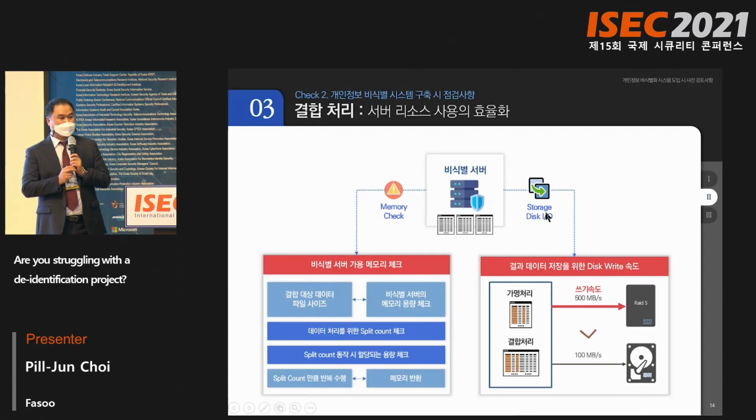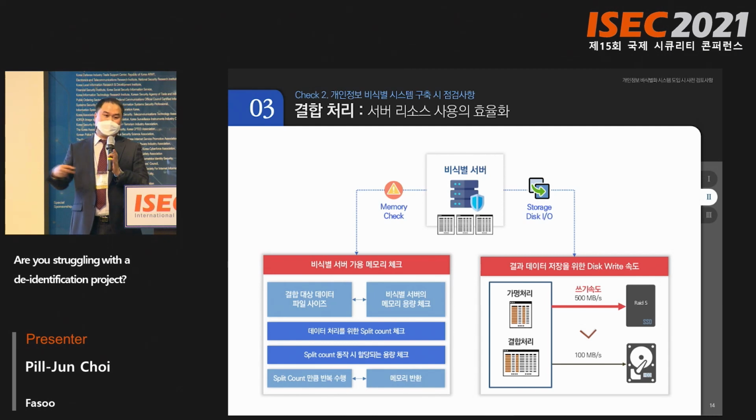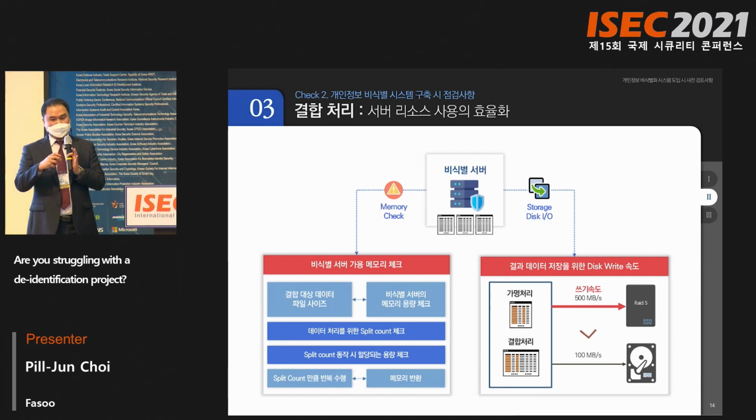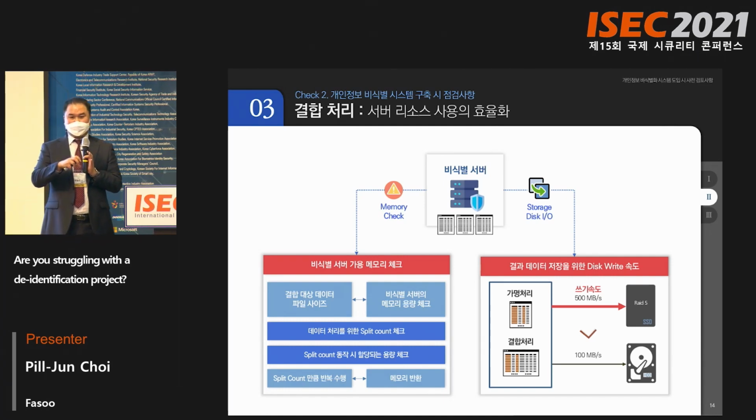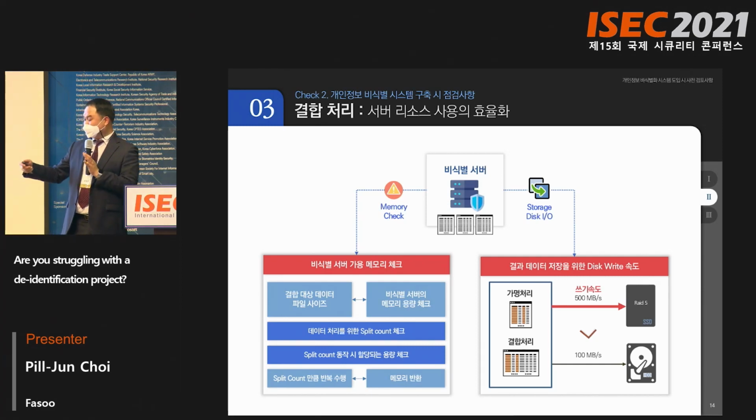Next is storage disk I/O. I said combination happens at the memory level, and the de-identification processing is happening at the CPU level, and parallel and serial processing can quicken the process. However, processed data eventually need to be converted into a file form, so that you can retrieve the data and utilize it. Then tens and hundreds of gigabytes of data need to be stored somewhere. It takes a lot of time.